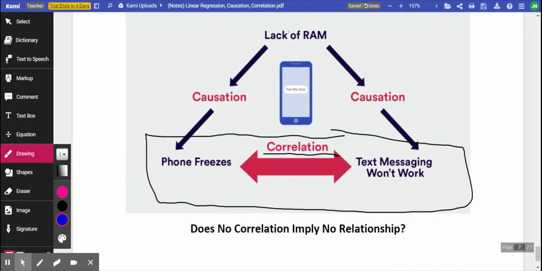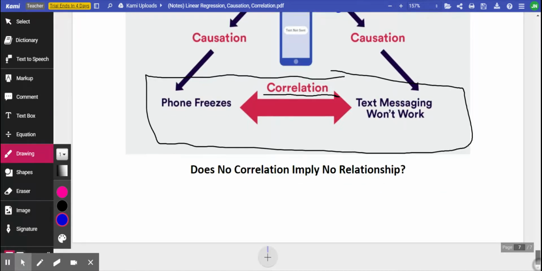It could be that the phone is freezing because of lack of RAM, right? If you don't have enough RAM and you're trying to open YouTube, and you have Netflix and Instagram and other social media running in the background, and you don't close any of the apps, the phone freezes and therefore your text messages won't work. You may say that this is a result of that. However, it may be that there's an underlying other factor that's actually causing it, meaning the lack of RAM. So the moral of the story is sometimes there is causation, sometimes there is no causation, sometimes there seems to be causation, but there's something else at play.